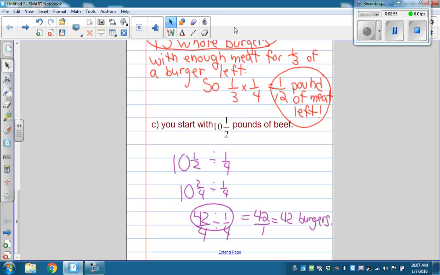Isabel? For letter C, I got 43. Oh, you must have just multiplied wrong. Did you have 10 1/2 divided by 1/4? I changed it to 2/4. So 4 times 10 is 40, plus 2 is 42. Okay.